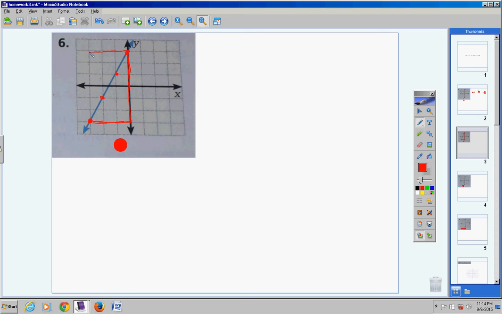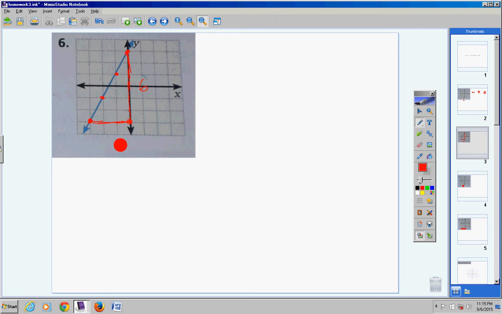You could go straight over and straight down. It doesn't matter. The rise and the run will be the same on either one of those 2 triangles. Having said that, now let's go ahead and find the slope. I want rise. Start here and count up. 1, 2, 3, 4, 5, 6. So my rise is 6.